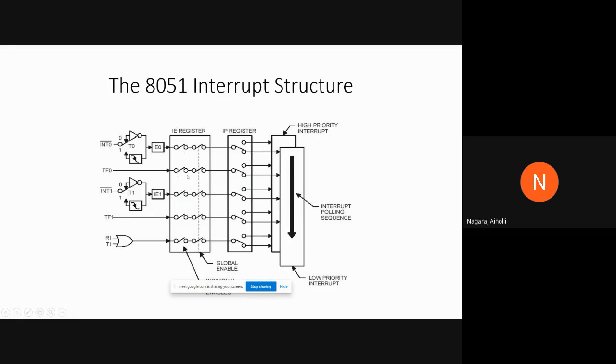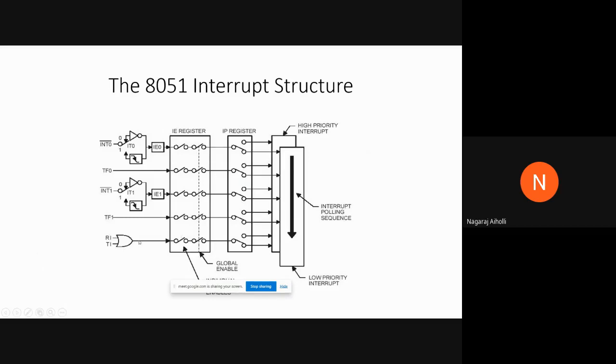Then in the IE register, the interrupt enable register, the concerned bit is set equal to 1 to enable external interrupt 1. And if you want external interrupt 1 to have higher priority than other interrupts, then the related bit in the IP register, the priority register, must be set equal to 1. Then next comes the timer 1 overflow interrupt TF1. This is enabled by the IE register. If you want the timer 1 overflow interrupt to have higher priority, then we have to make the related bit in the IP register equal to 1.